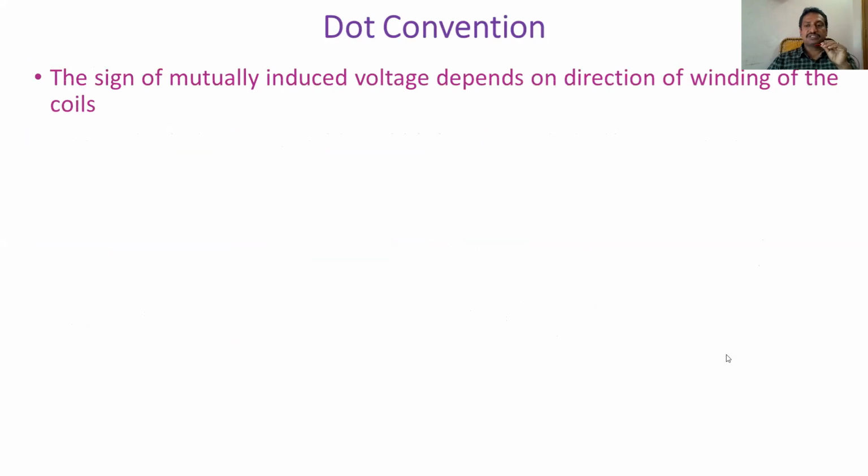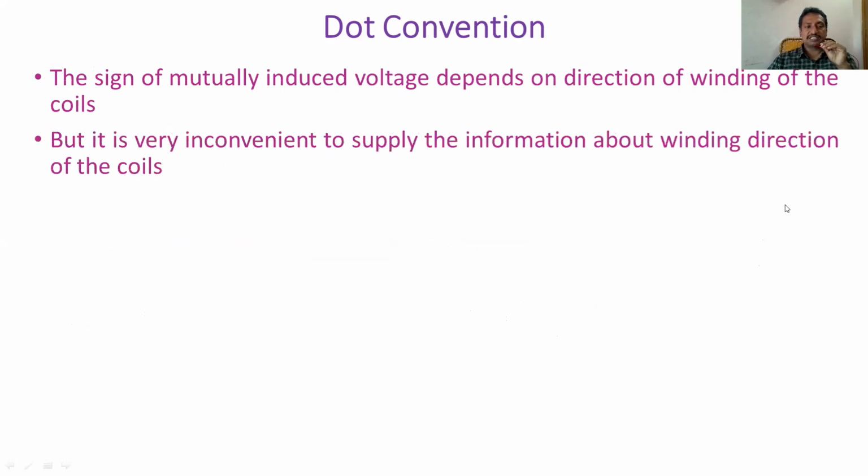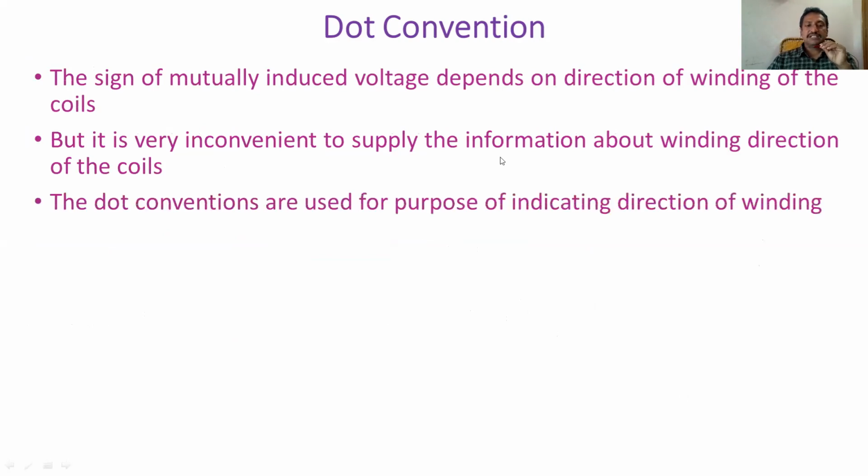So next we'll come back to the dot convention. What is the purpose of the dot convention? To know the sign of the mutual induced EMF in any winding. We want to know the direction of the winding of the coil. It is very convenient to supply the information about the winding of the coil. The dot conventions are used for the purpose of indicating the direction of winding.